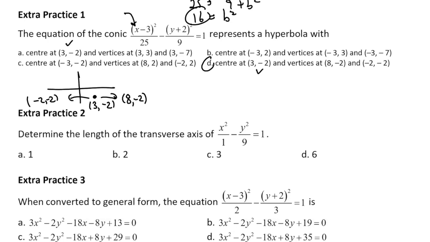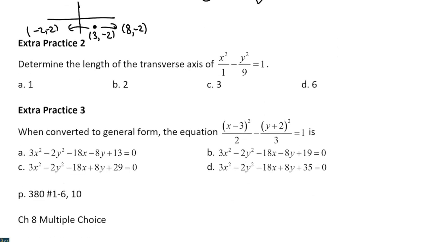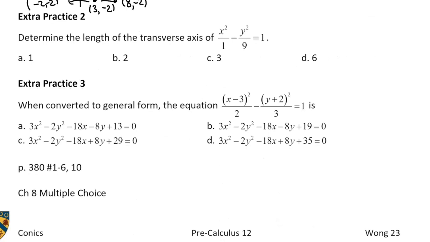Determine the length of the transverse axis. So good refresher, the transverse axis would be where we're joining our vertices with this. So if you think about the 1 right here, if you square root it, you get 1, and you go 1 to the left, 1 to the right, then you would have a transverse axis of a full length of 2.